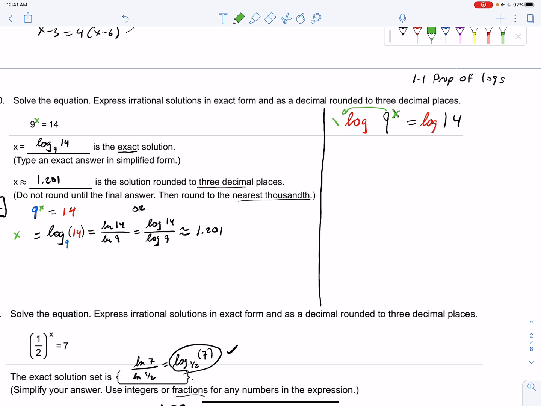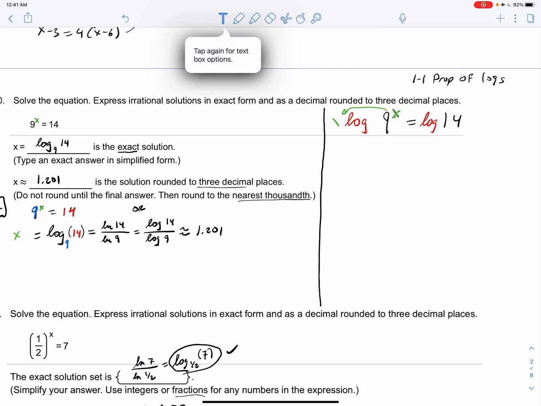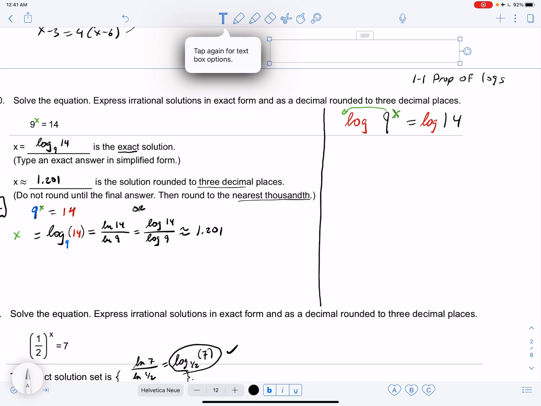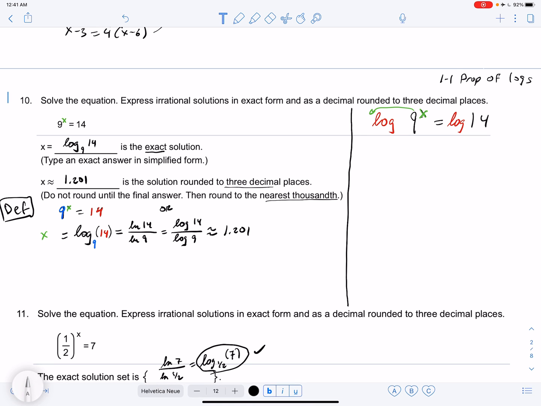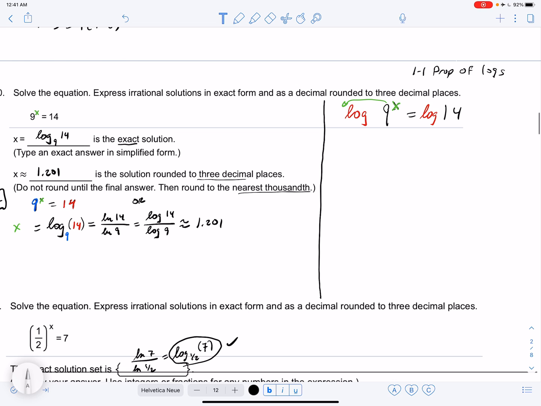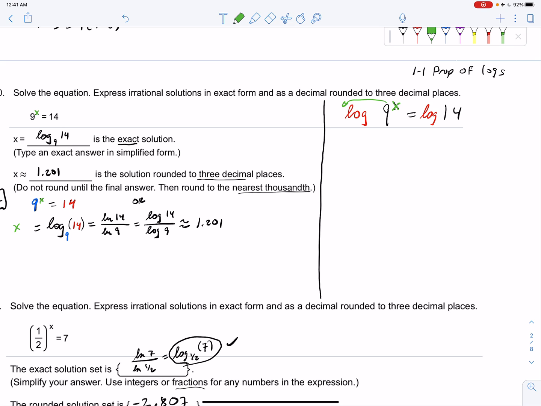Then we're going to use our exponent property of logs, and now the x comes in front, so now it's going to be x times log base 10 of 9 equals log of 14.